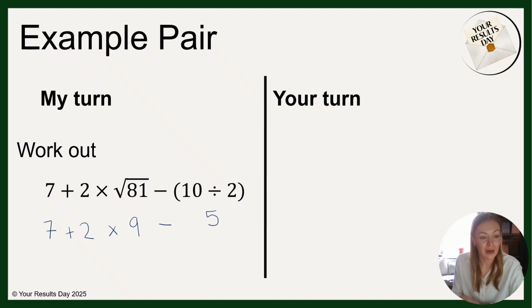So then we've got our multiplication to deal with. We've not got any division. So that's the 2 times 9, which is 18. Bring down the 7, take away the 5. And then remember, with addition and subtraction, we just go left to right. So 7 plus 18 is 25. Take away 5 is 20.